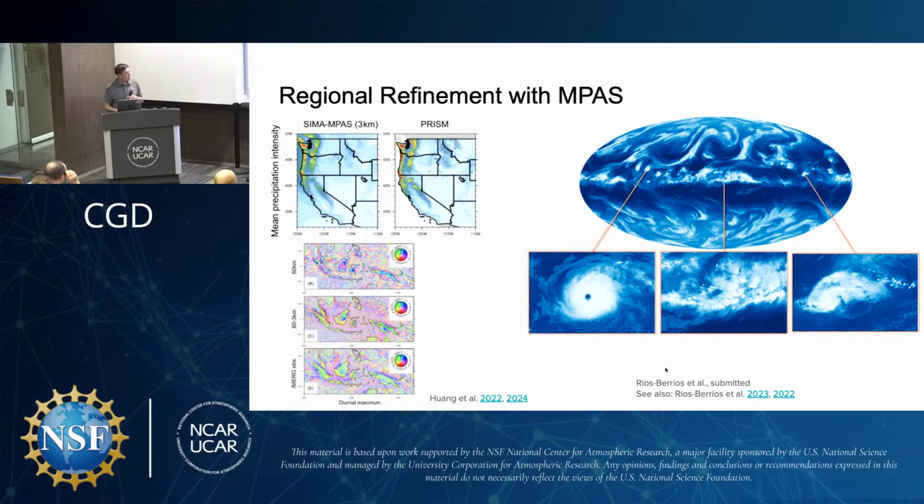And then in M-cubed, Rosie Rios-Barrios has been doing a lot of work, and then there's other work associated with the MPAS standalone model, looking at, in this case, an aquaplanet configuration where the extratropics is 15-kilometer grid spacing and the deep tropics is 3-kilometer grid spacing.